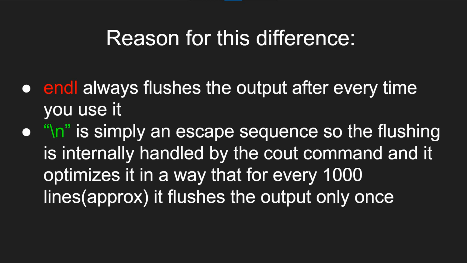The flushing part is handled internally by cout. And cout optimizes it in such a way that for every 1000 lines, or let's say 2000 lines, it flushes the output only once. So it maintains a sort of buffer, and when the buffer size increases to a certain limit, it flushes the output just once. So you can see that the number of flushing operations happening in the case of endl is way more than in the case of \n. The time taken by our code is totally dependent upon the number of flushing operations that we are doing. This is the reason why endl is so slow as compared to \n.